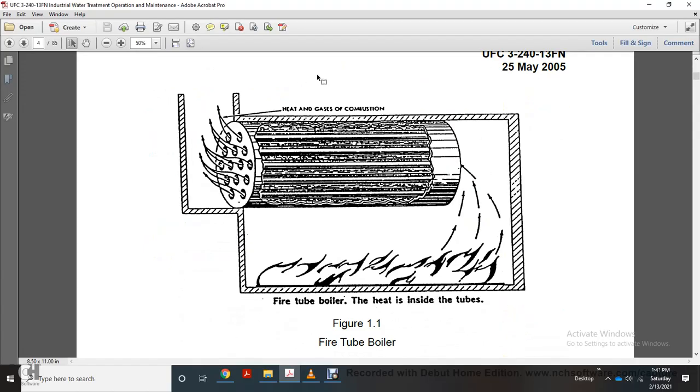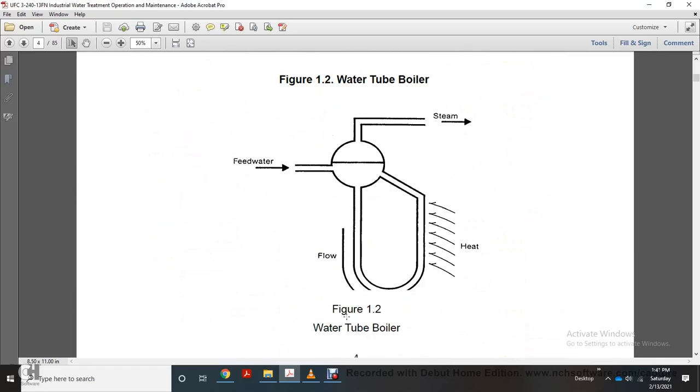The figure shows the heat and gas combustion. In the fire tube boiler, the heat is inside of the tube, Figure 1-1. And in the water tube boiler, the flow of the feed water, steam, and the heat.